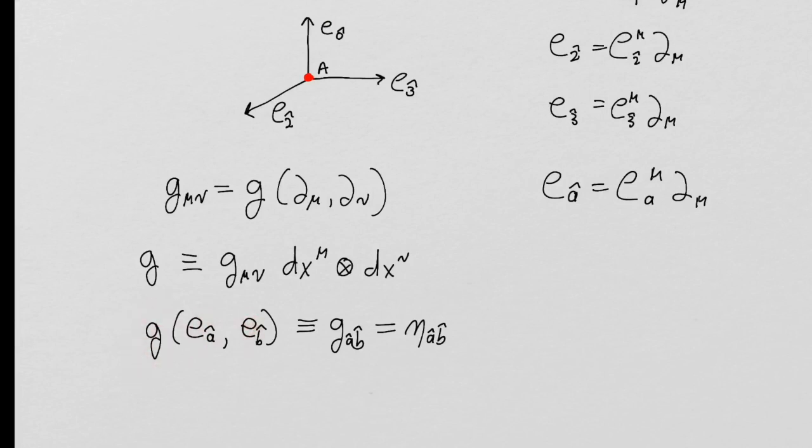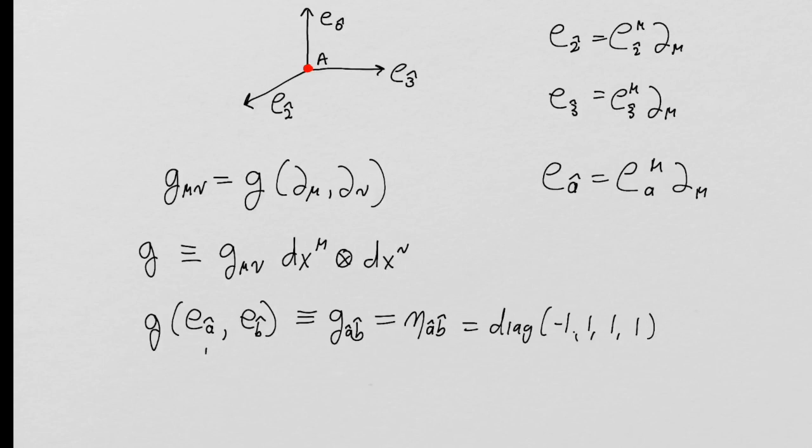It takes in any two vectors. What it gives out, we're going to call G A hat B hat. And because of the construction, we're going to design that to equal the Minkowski metric, which, as a reminder, equals -1, 1, 1, 1 on the diagonal, and the off-diagonal elements are 0. Okay, so now let's plunge into this.